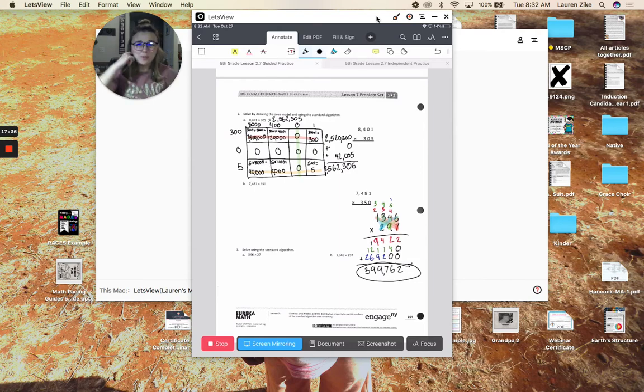So it kind of just depends on what you're most comfortable with. If you are more comfortable with using the area model, or if you're more comfortable using the standard algorithm, that stack and multiply, it's kind of up to you.